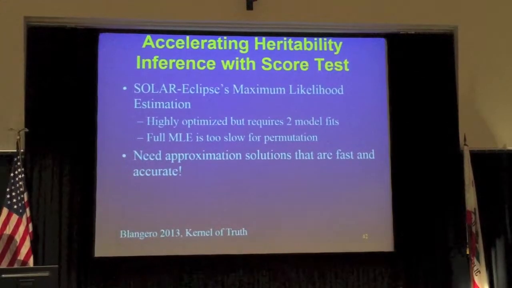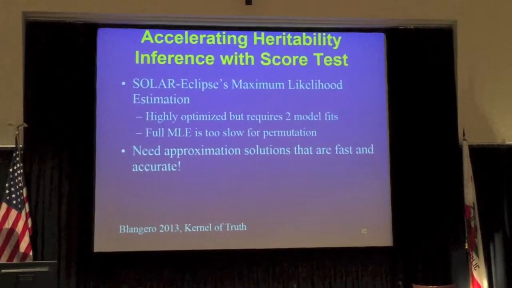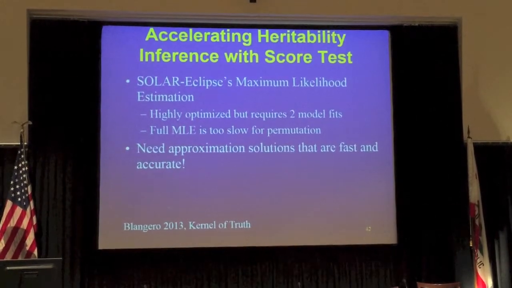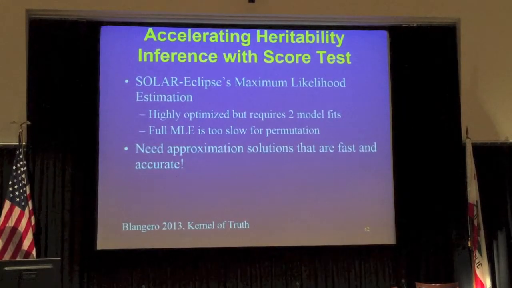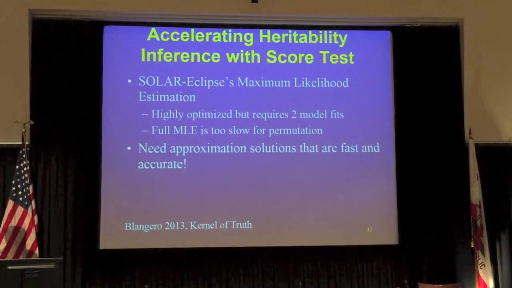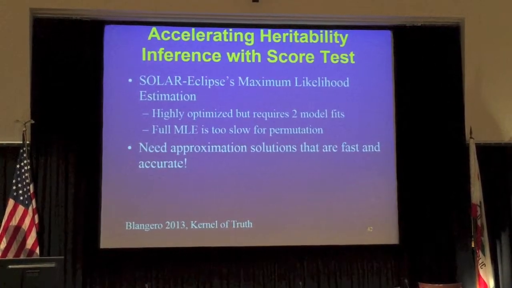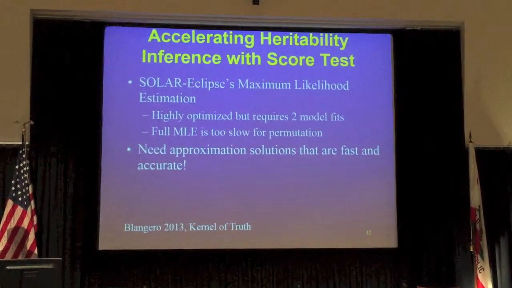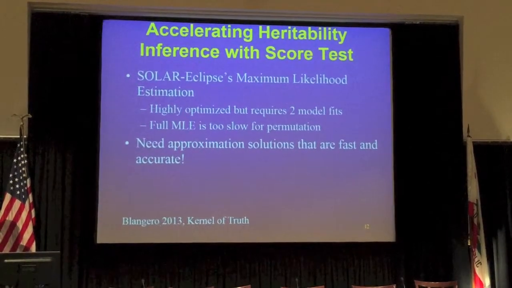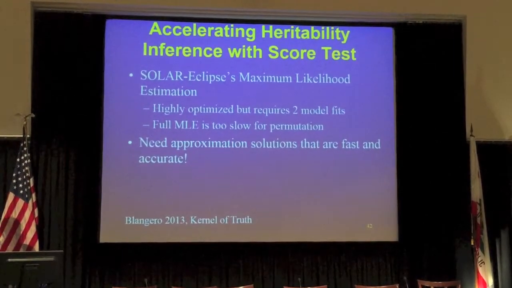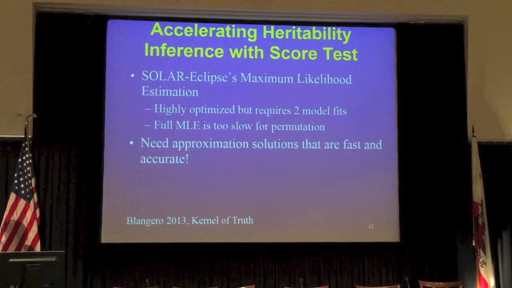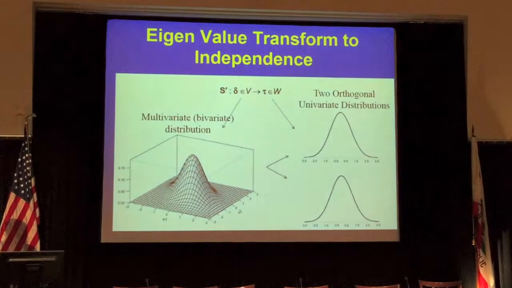And more importantly, even if we could exchange them, the whole idea of performing this permutation 10,000 times is ludicrous because it takes forever to do. So again, full MLE modeling is too slow for permutation. So we need approximation solutions that are fast and accurate. And this work is based on a really great paper published by John in 2013, called the kernel of truth, which basically posits where modern genetics should be moving.